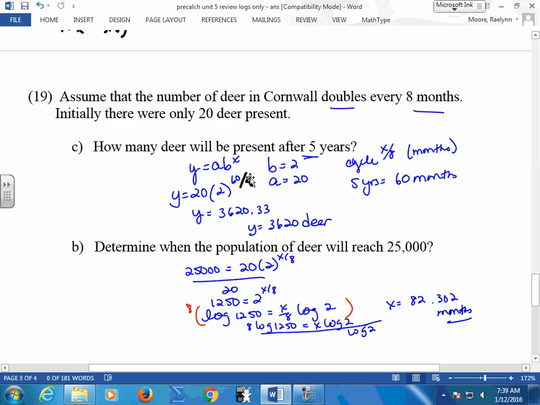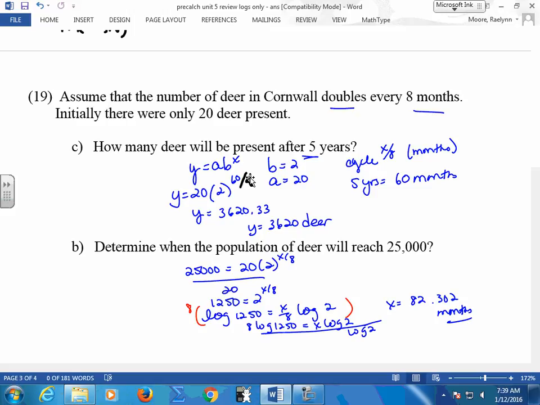Because it can't possibly be to the 60th power. Yes, 60 over 8. Didn't you get the same answer? Yeah, I just forgot to write the over 8. But if I did 2 to the 60th power, that'd be a humongous number. Try it again.